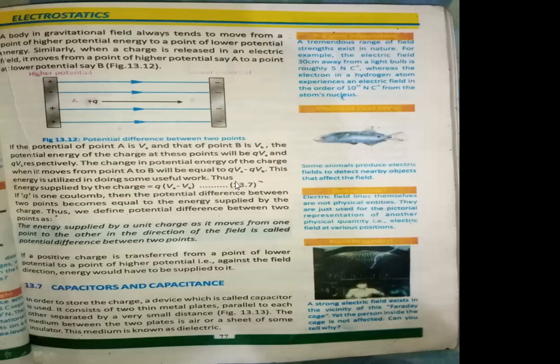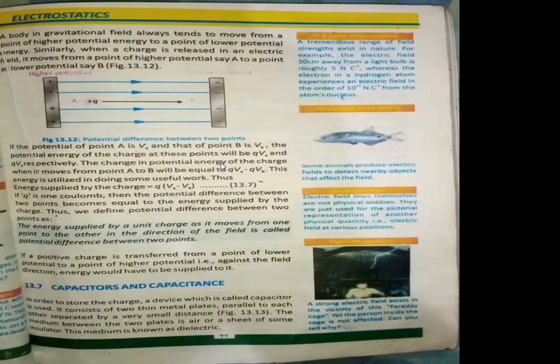So what is left inside? VA minus VB. Again, this is the definition. Energy supplied by unit charge as it moves from one point to another in the direction of the field is called potential difference between 2 points. So this is the definition of potential difference between 2 points.